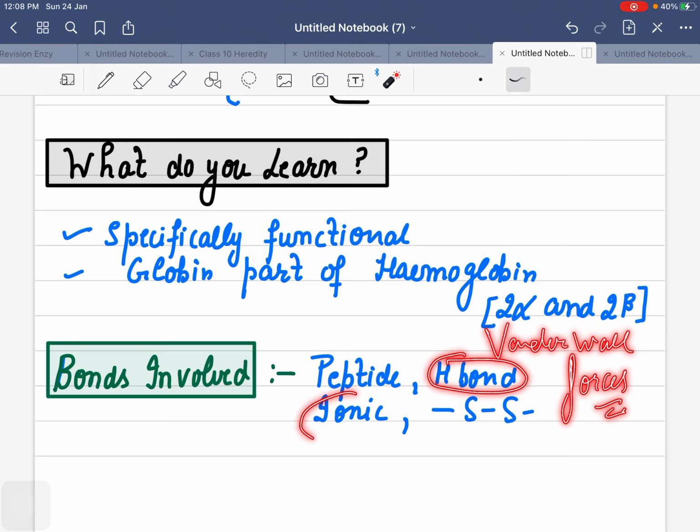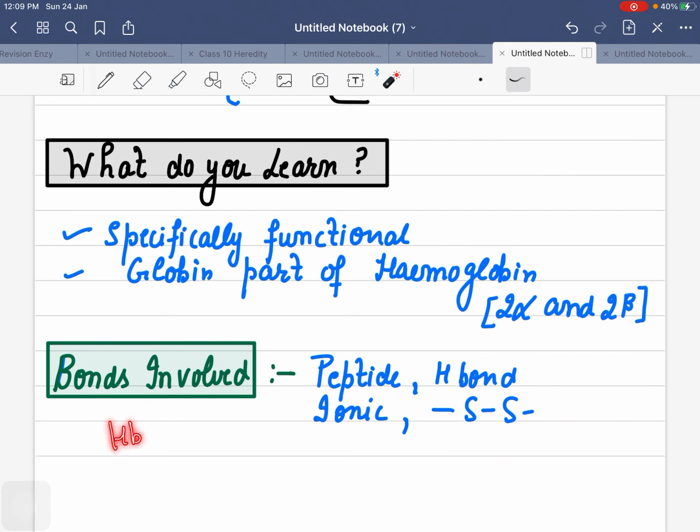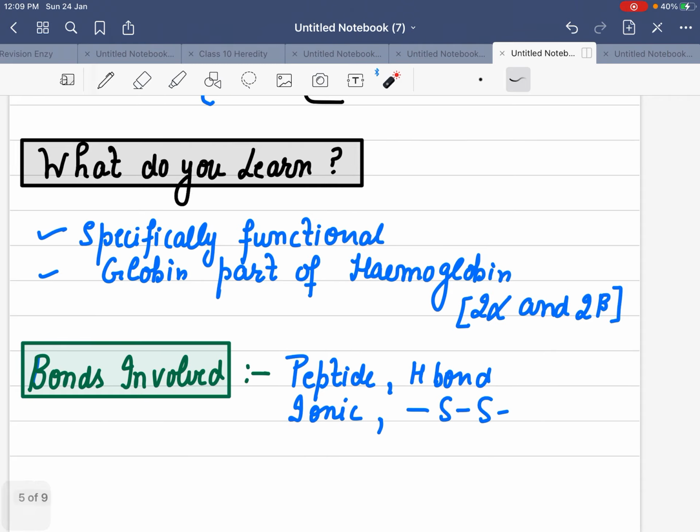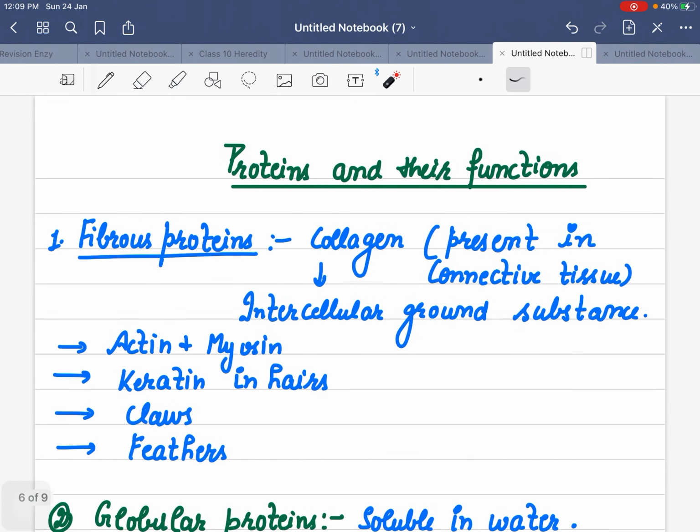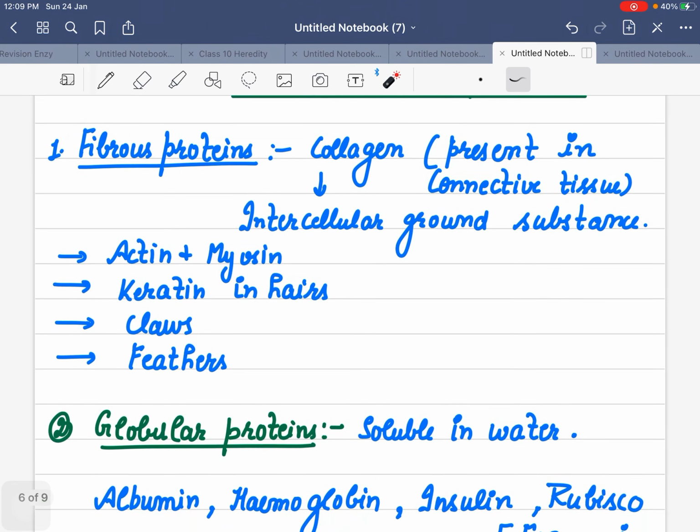These bonds you discuss in great detail in your chemistry also. So you should be clear in your mind what is a hydrogen bond, what is an ionic bond, what are van der Waals forces. Now proteins are also defined on the basis of their functions, right? Like fibrous proteins as well as globular proteins.